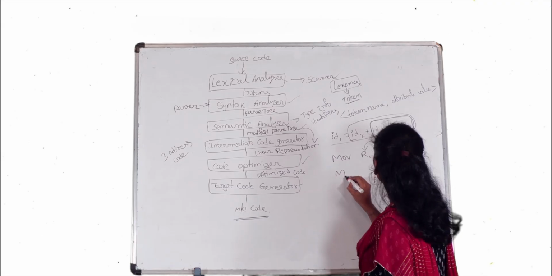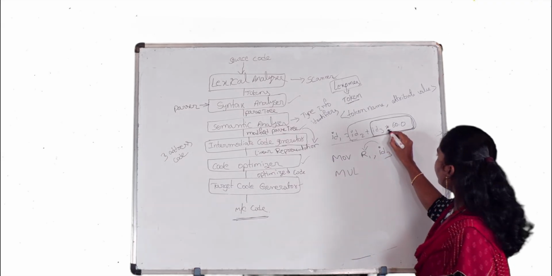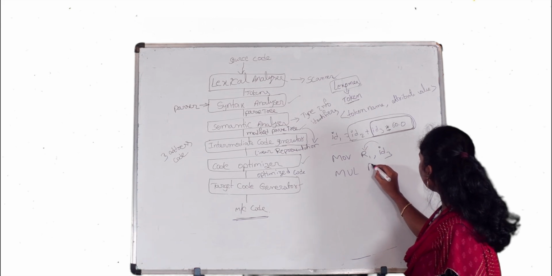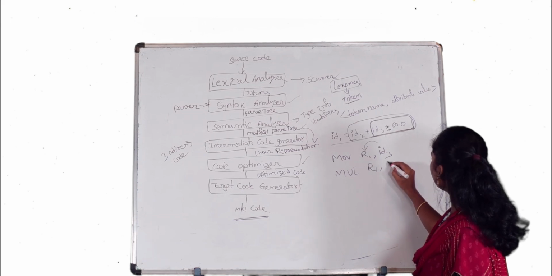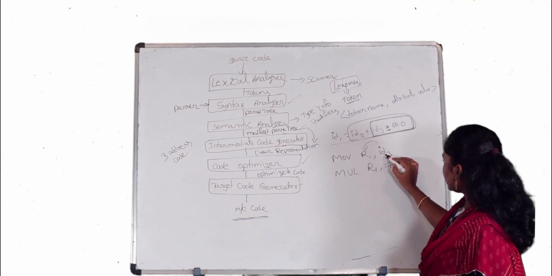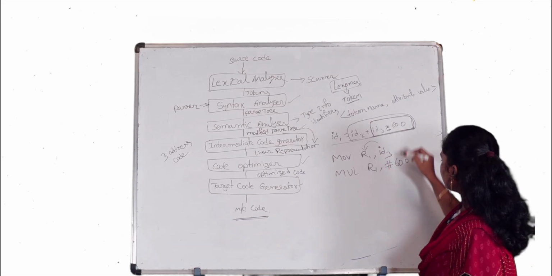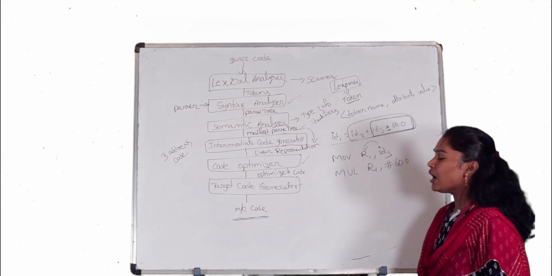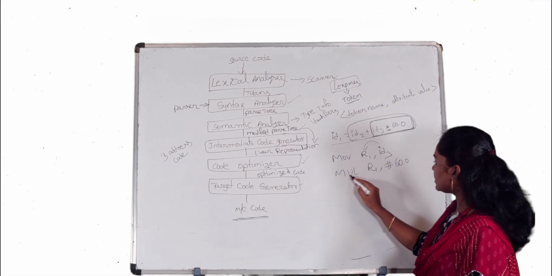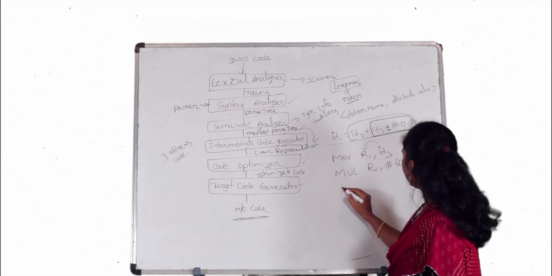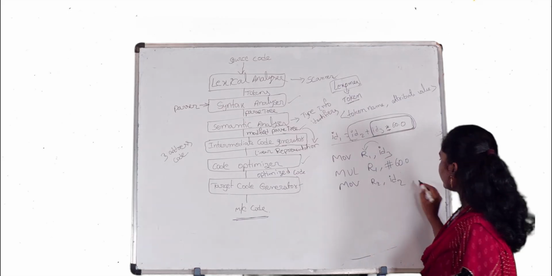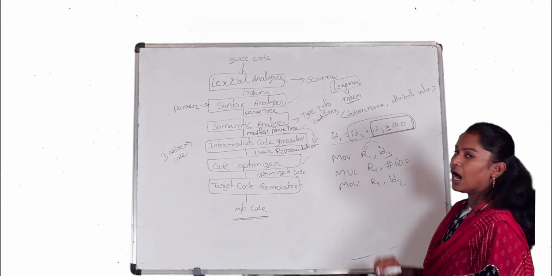Next one, mul performs the multiplication operation. So mul R1 comma hash 60. ID3 is already moved to R1, so now R1 is multiplied with the value 60. That is the meaning of this instruction. Next, move R2 comma ID2. So now ID2 is moved to R2.